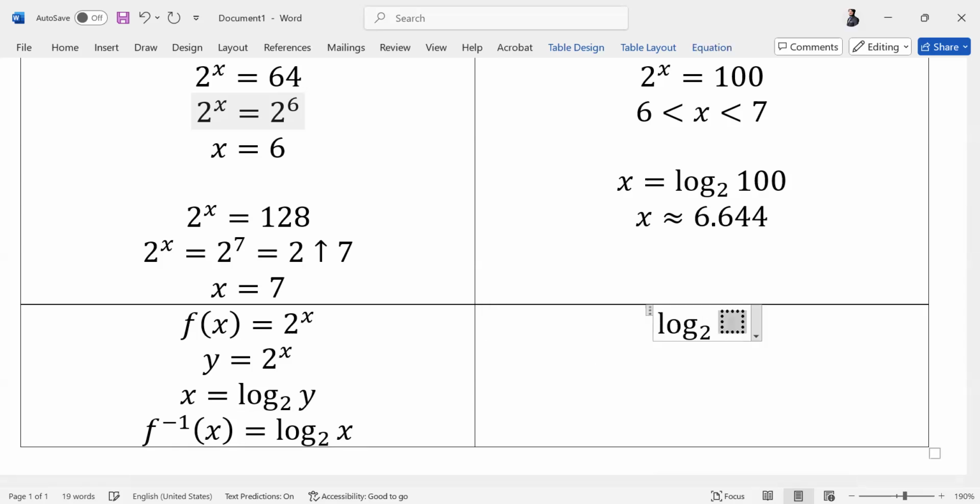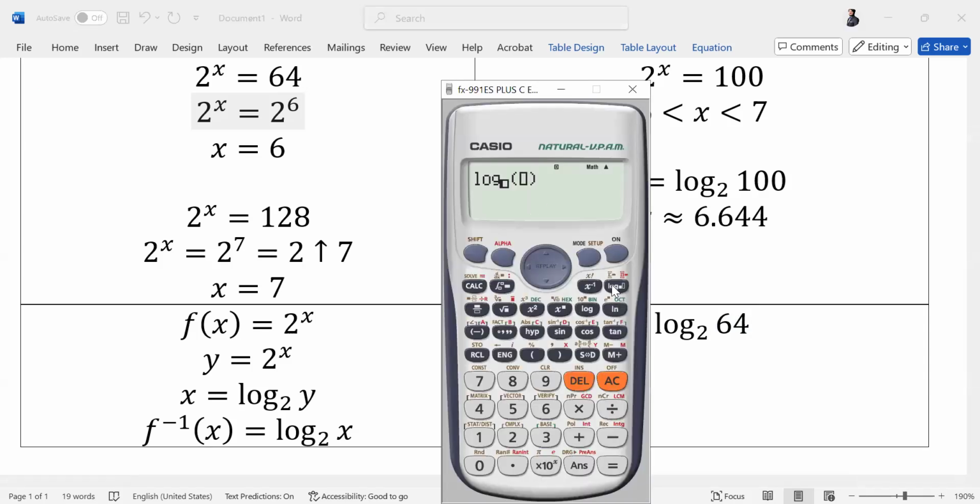So if I write something, what should this give me? सोच के जवाब दो. What is this saying? ये क्या है? log 2 64 क्या कह रहा है? What is the power of 2 such that it produces 64? Without using a calculator, can you tell me the answer? 6. Clear है नहीं है? You can use your calculators to verify. You will get 6 for log base 2 of 64. Make sense? Clear है नहीं है?